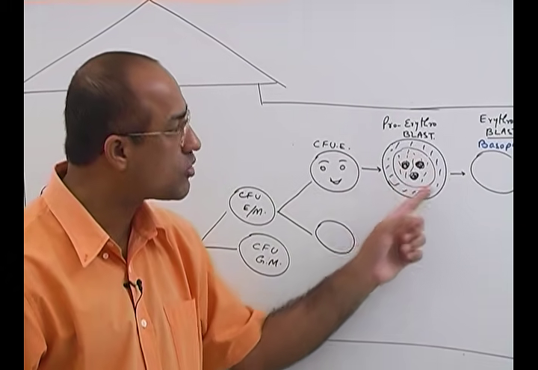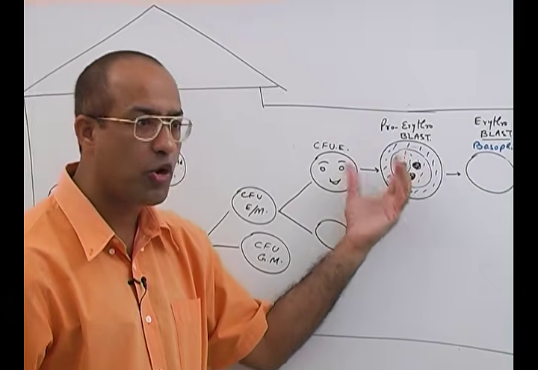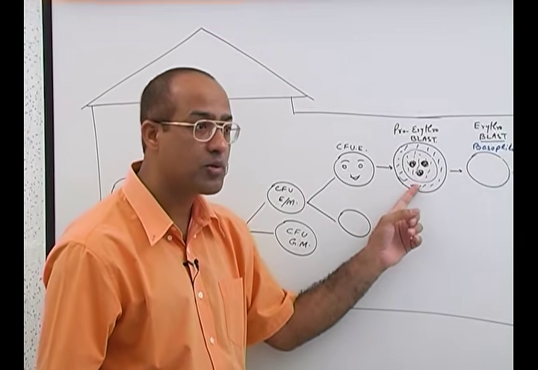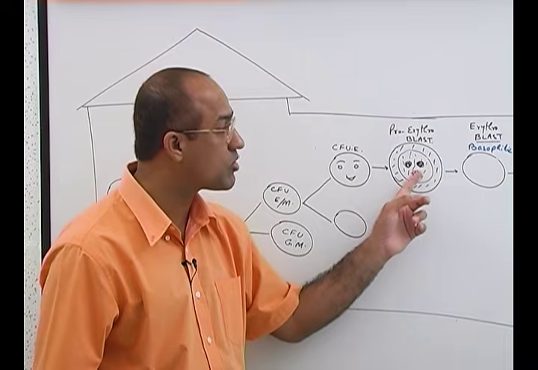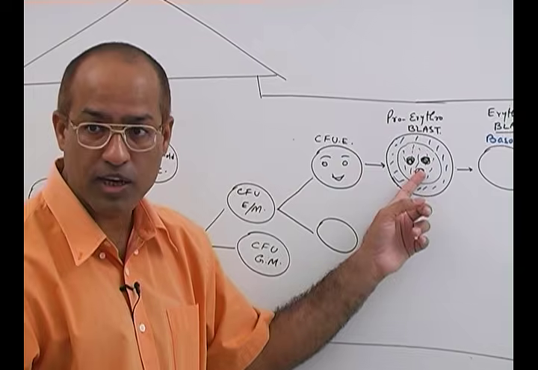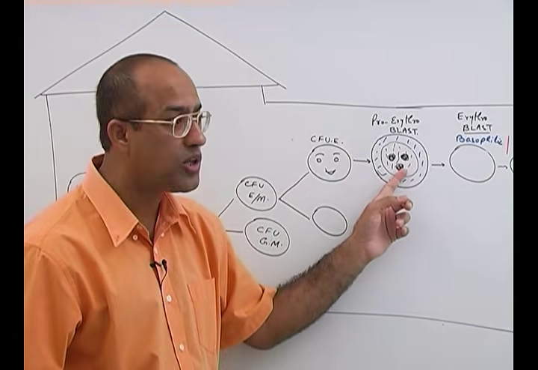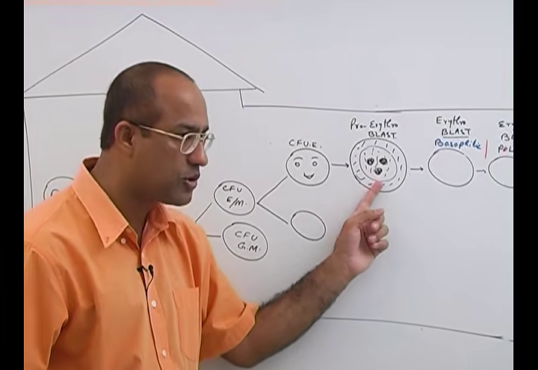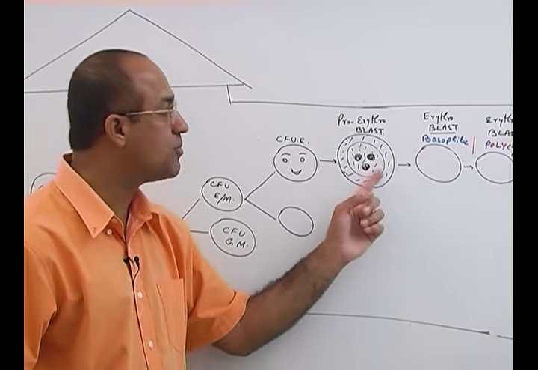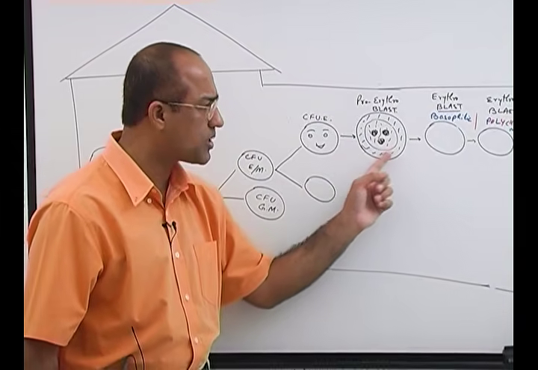So because this cell has to multiply a lot, it is keeping euchromatin, a large nucleus, an open nucleus with loose chromatin. And because it is going to make a lot of proteins like hemoglobin, it has to synthesize a lot of protein synthesizing machinery like ribosomes. And ribosomes are assembled in nucleoli. So these cells have a large nucleus, open nucleus with prominent nucleoli.